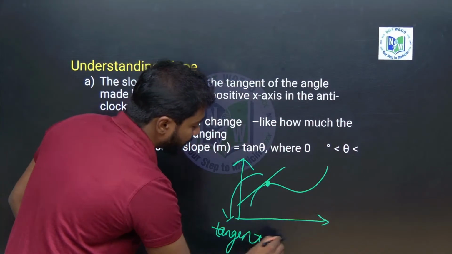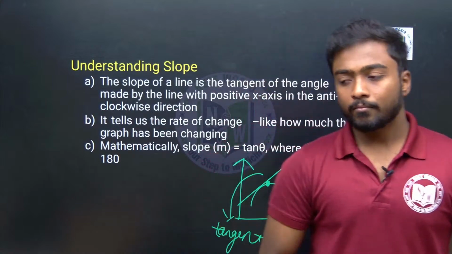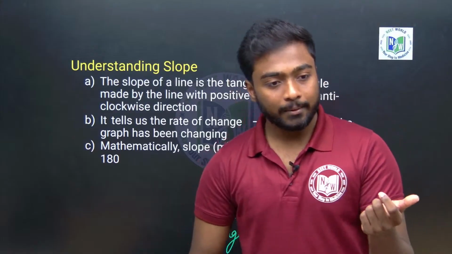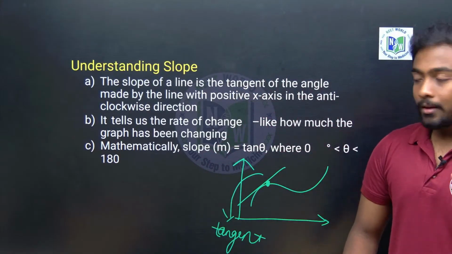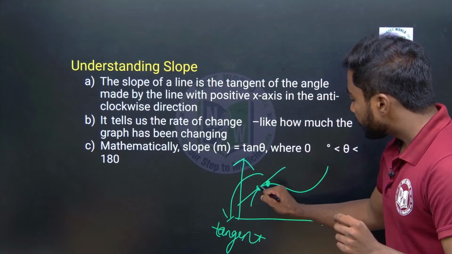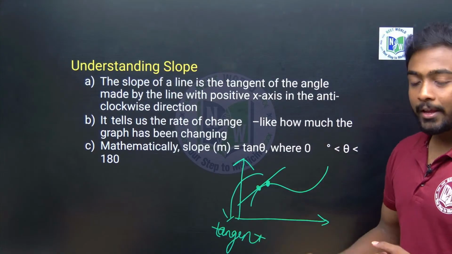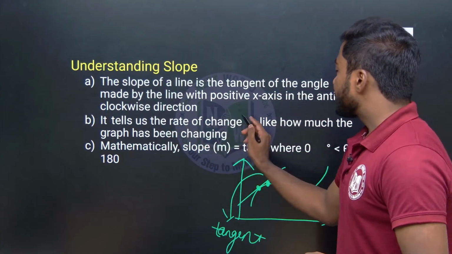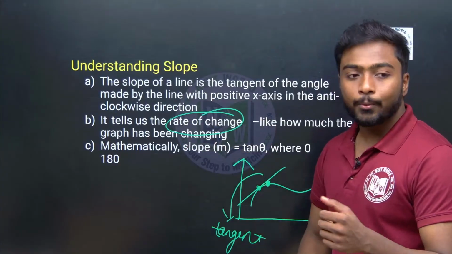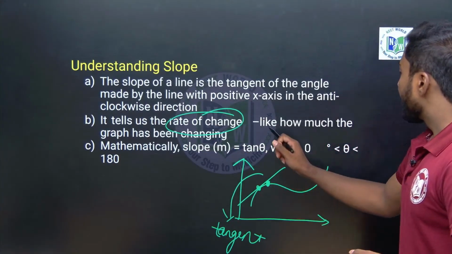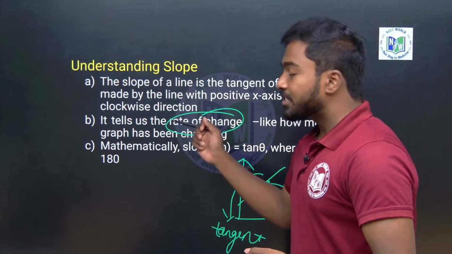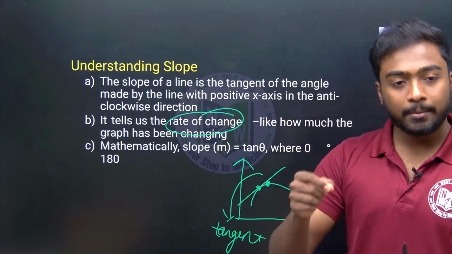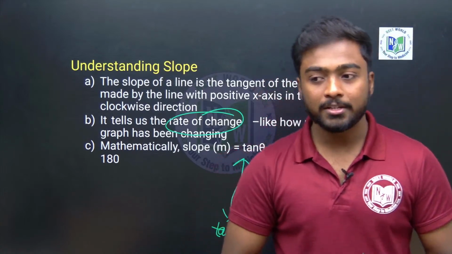What is the meaning of tangent? A line which touches a point of any graph, exactly only one point it should touch. Yes or no? If it touches 2 points, I cannot say it's a tangent. Now, it tells us the rate of change, how much the quantity has changed, like how much the graph has been changing from the initial to the final stage, or at that instant in between.